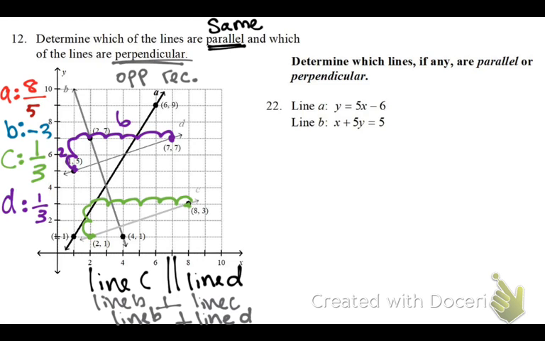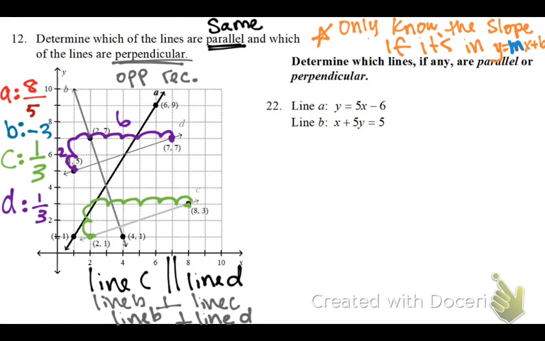Determine which lines, if any, are parallel or perpendicular. I want you to put a star next to this. This is on the test. I want you to write that you only know the slope if it's in y equals mx plus b. If it is not written in y equals mx plus b, can you possibly know the slope? No. So you need to make it look like y equals mx plus b, so you can know what the slope is.